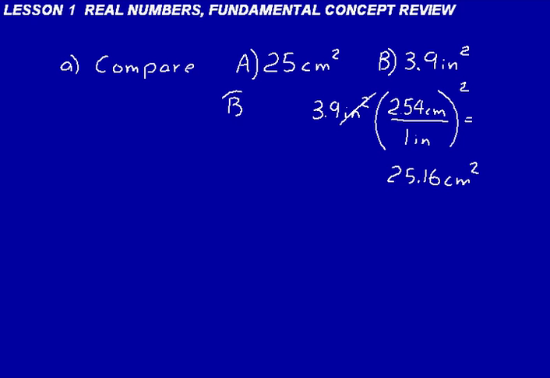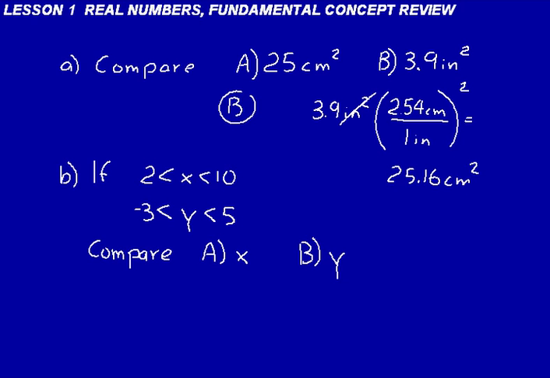Look at this problem, another quantitative comparison problem. So when you see these quantitative comparison problems, just think to yourself, I have to compare quantities or numerical values. And you've been given here if X is greater than 2 and less than 10, and Y is greater than negative 3 and less than 5, compare X and Y. So we're trying to see which one might be greater, or are they equal, or just what's going on here.